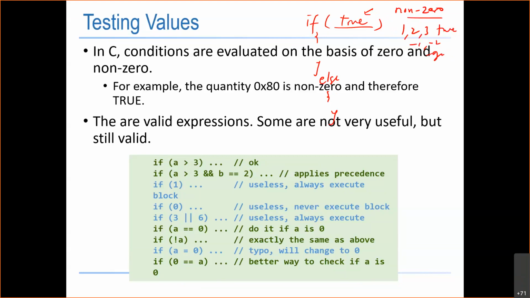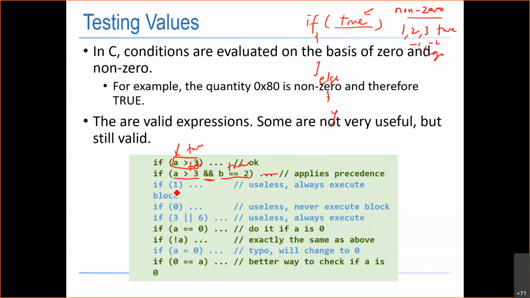Okay. So let's have a look at this one, some expression. In this case, a is greater than 3. So if the value of a is greater than 3, this will become true and the block will be executed. What about this one? There's an AND operation in between. So if A is greater than 3 and at the same time B is equal to 2, then this is true and this is true, true AND with true, everything becomes true, then the block is executed.